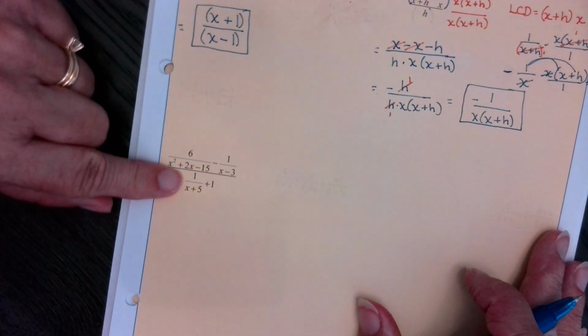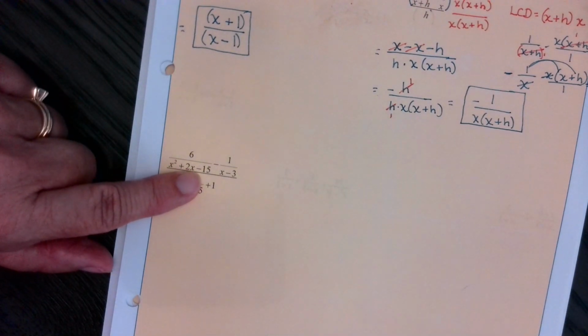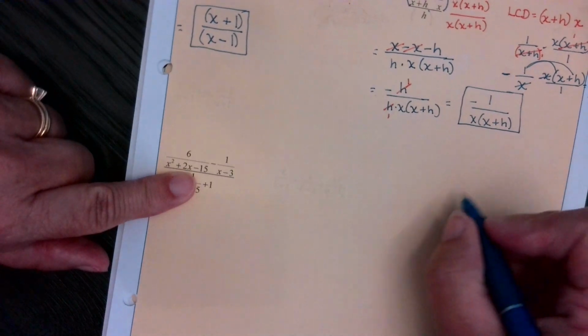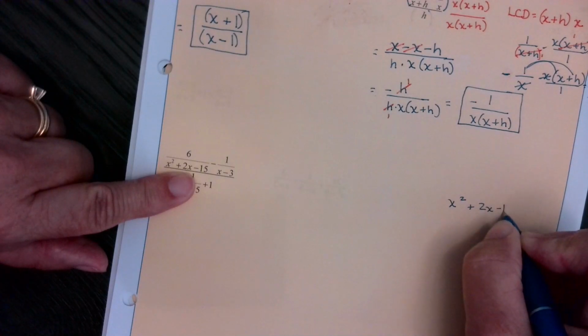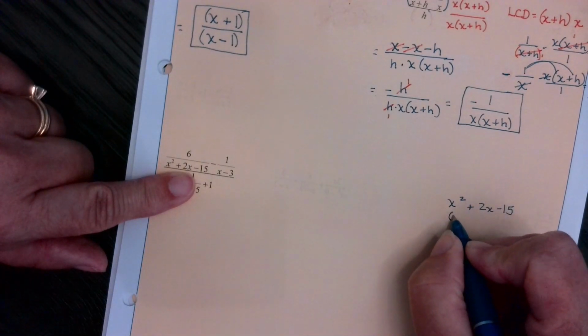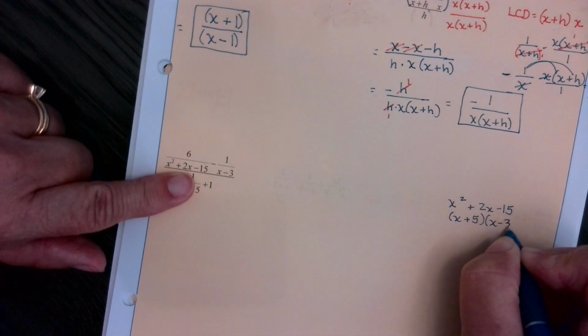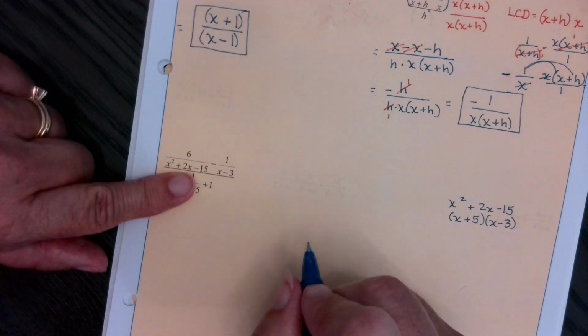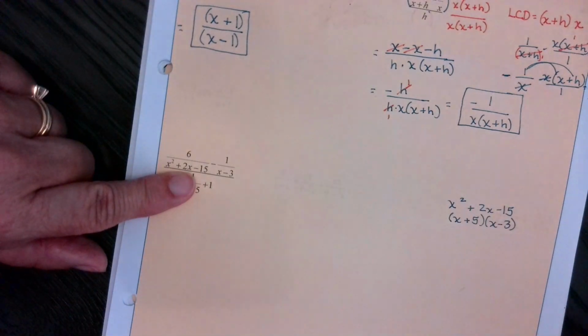Okay, this one right here. First thing I'm going to do is factor this here, and I'm just going to do that over here. That x squared plus 2x minus 15 factors as x plus 5, x minus 3. Okay? Now, to find our LCD, I need to do this in red.